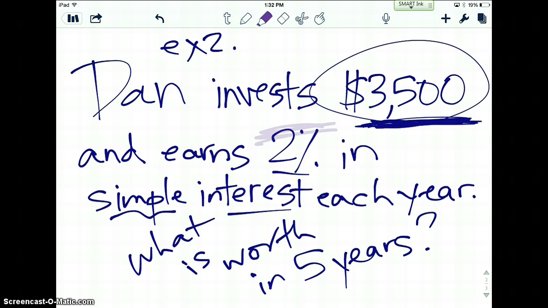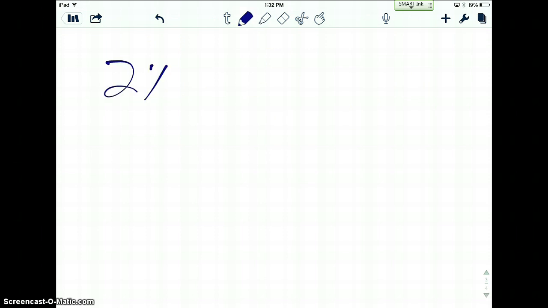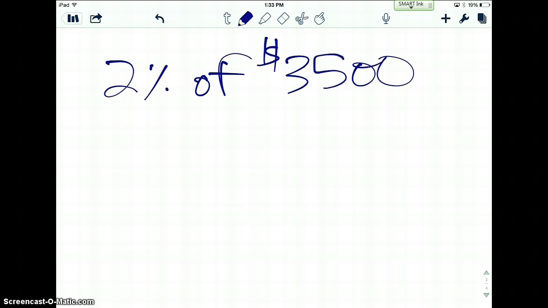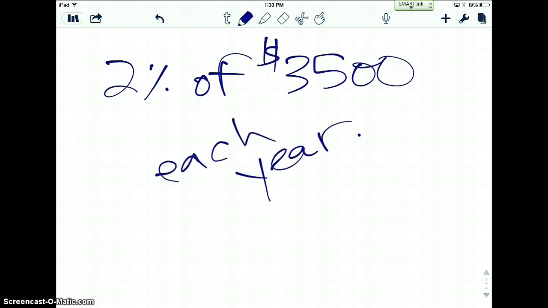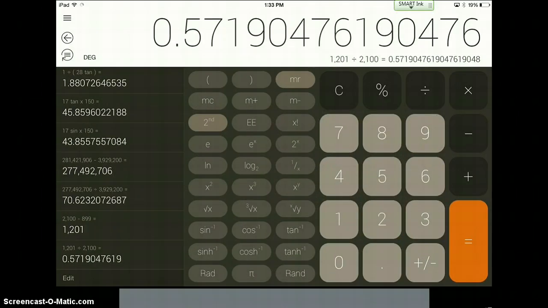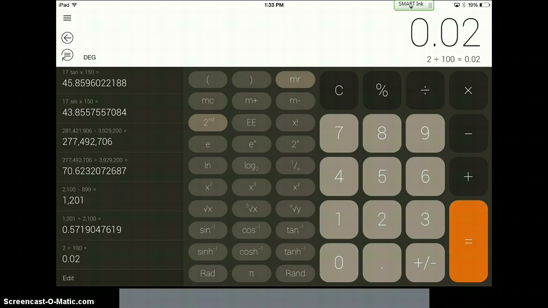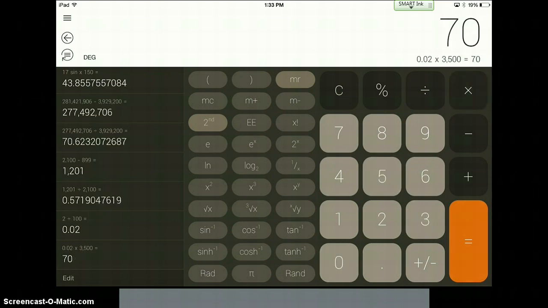He's getting 2% interest each year off of that. So first step, I need to find what is 2% of $3,500. And he's going to get that each year. The bank is going to give him that money. So what would I calculate on the calculator here? 2%. Hopefully you're getting good at this. You're unsure what the decimal is. What do? 2 divided by 100. There we have it. 0.02. Times his investment of $3,500.